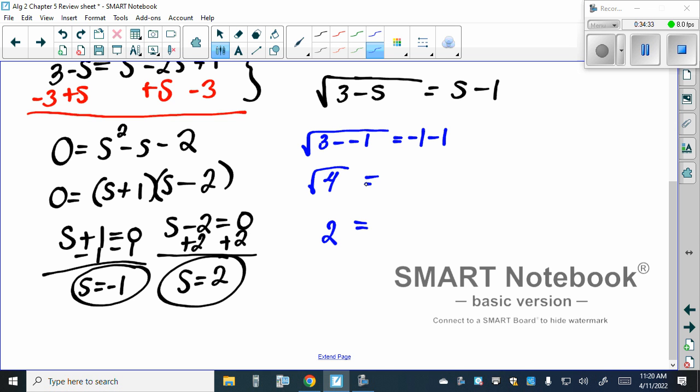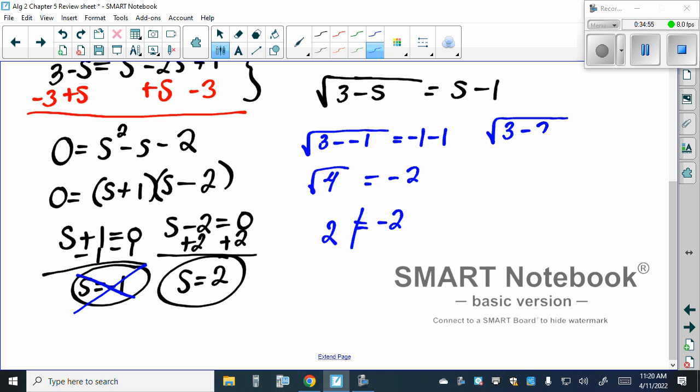On the other side, we have negative 1 minus 1 is negative 2. And is 2 equal to negative 2? No. So that means s equals negative 1 does not work. And again, on the test at this point, we would know that s equals 2 does, because I'm not going to throw two solutions that don't work. But again, on the test, you'll still need to check it.